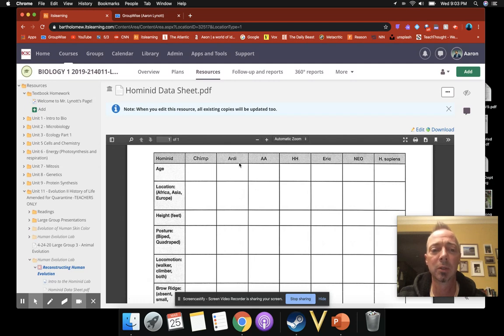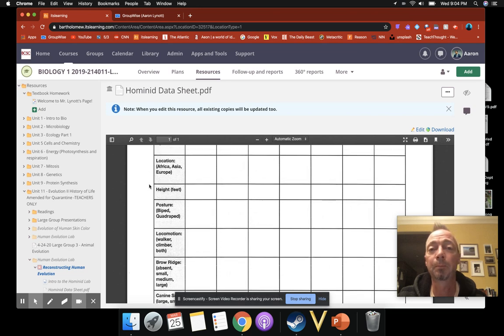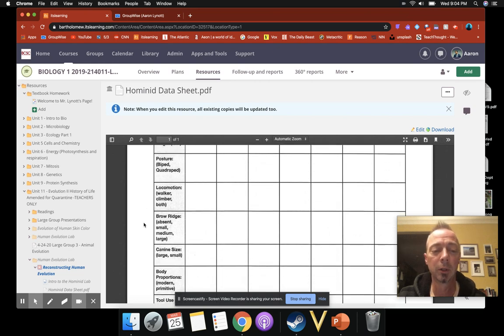Chimpanzees are our closest living relatives, although you probably didn't know there's a lot of extinct hominids that are much closer to us than those. You're going to find out information. What type of information? That is over here on the left. Where they're found, their height, their posture. Biped means walked on 2 legs. Quadruped means walked on 4. Whether they were a walker, a climber, or both.